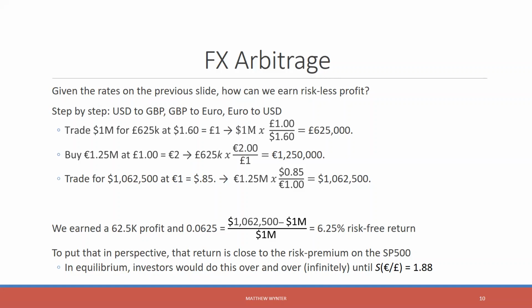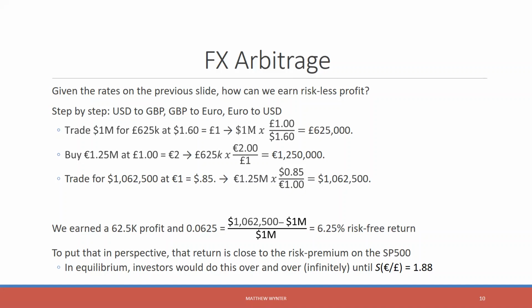So given the rates on the previous slide, how can we earn a risk-less profit? Step by step, we're going to go from the dollar to the pound, from the pound to the euro, and from the euro back to the dollar. Okay, so suppose that we have $1 million to trade. How are we going to be able to take our million and earn a riskless profit? And again, any number that you put here is going to earn a riskless profit. So we're going to use $1 million because the numbers are going to be nice and big, and it's going to let us have a good sense of what's happening.